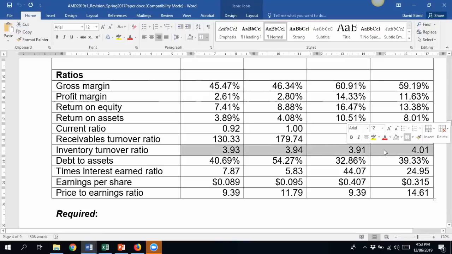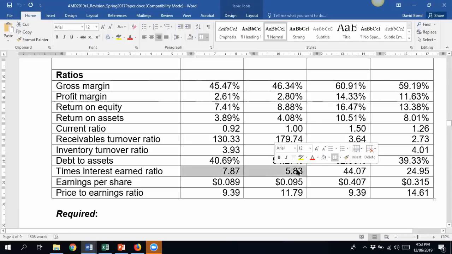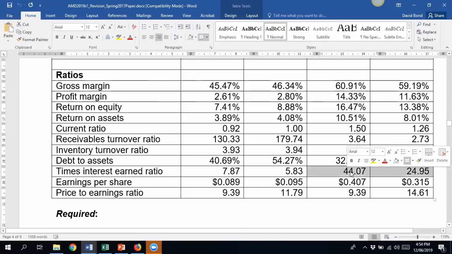They turn over their inventory about the same. There's not much of a change here. So they're selling through their inventory about 4 times a year. Less risky. There's less debt sitting on this side. Times interest earned: they make substantial profits on both of them and they can cover their interest really well. These guys especially, but this is still really solid.